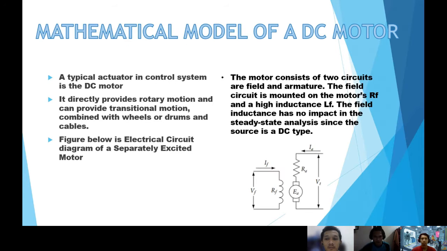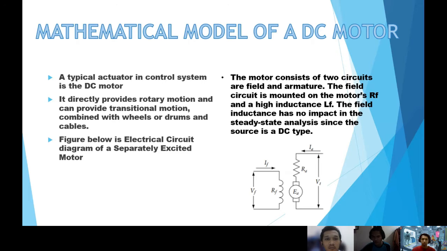So this is the mathematical model of a DC motor. A DC motor is an integrated control system. It directly provides rotary motion and can provide translational motion when combined with wheels or drums and cables. The figure below is the electrical circuit diagram of a separately excited motor.